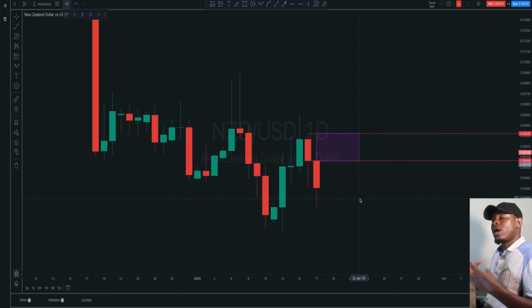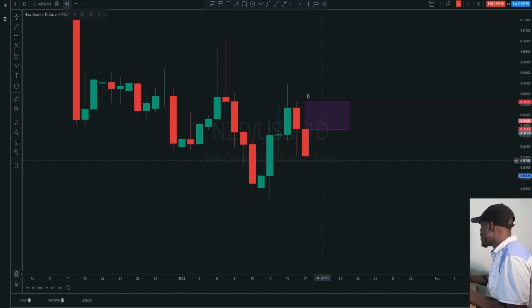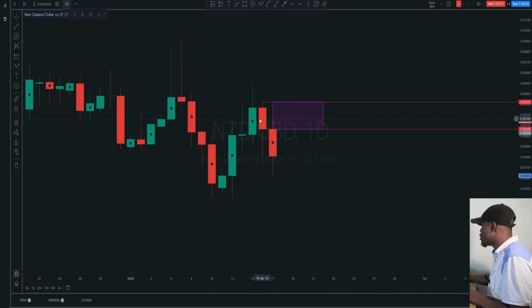So guys, here we are on the NZD USD chart. This is a daily chart. So we are marking this candle here, the previous candle which has closed. Before this other candle opens, we are marking this one, right? This is the candle we are marking. So we've marked its high and its close, and we put a purple zone in between those red lines.